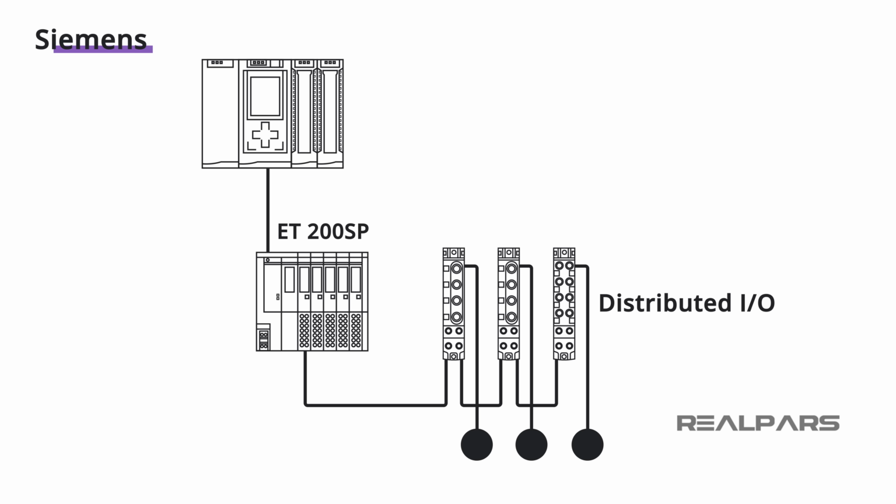Siemens has the ET 200SP series of distributed I/O that can connect up to 16 channels of digital or analog I/O with a single wire connection. The ET 200SP is an example of distributed I/O and is connected to the bus system via an interface module. This system is very flexible, as it can accommodate either PROFINET interface modules or PROFIBUS interface modules.